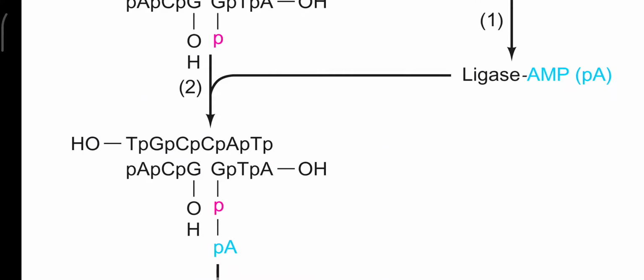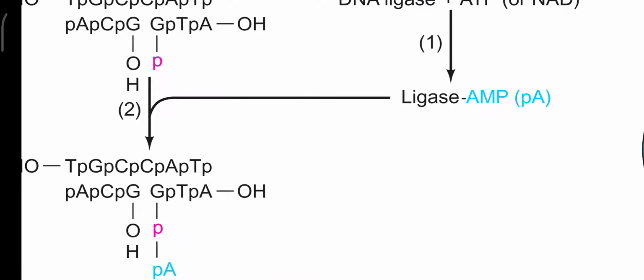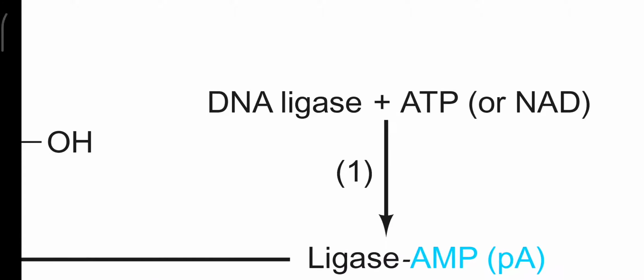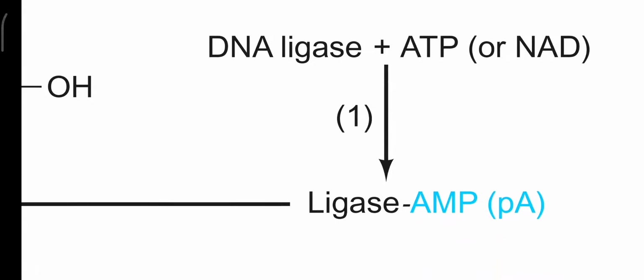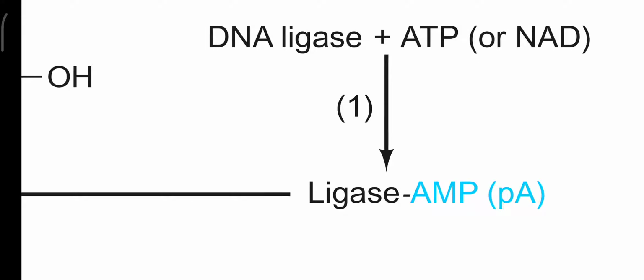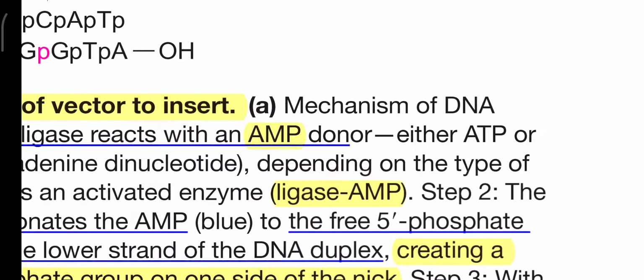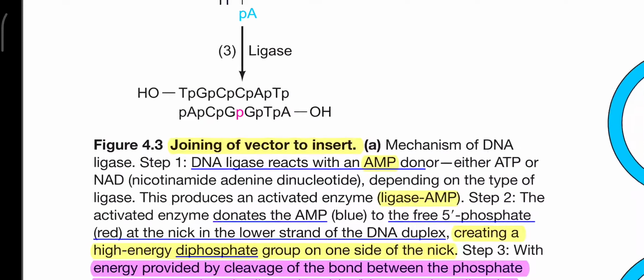But how does it help join? Well, the first thing is that the DNA ligase enzyme won't act alone. It must bind to ATP or NAD. Once it attaches to them, further process leads to the formation of the ligase-AMP complex. This is what we call the ligase-AMP activated enzyme.